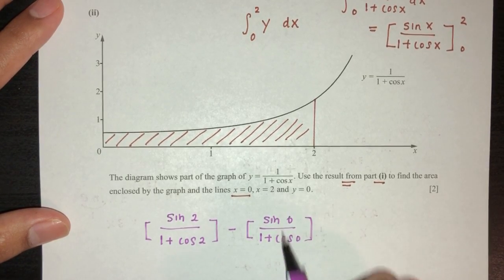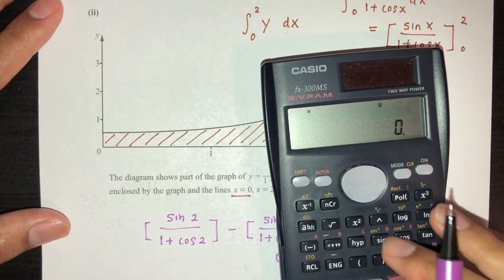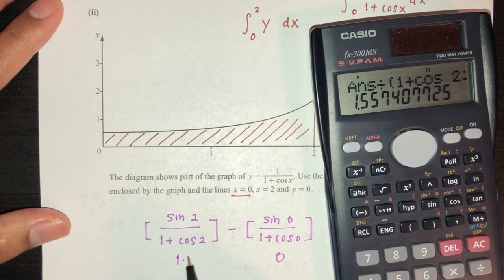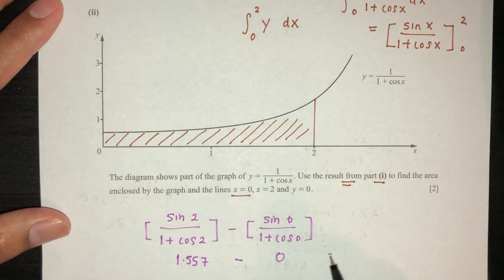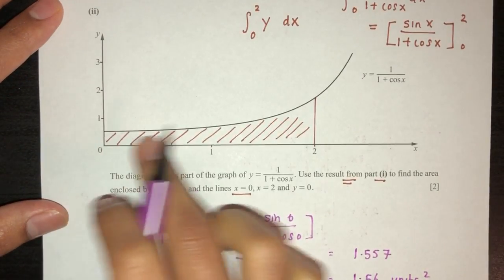So sine of 0 is 0. This whole thing will become 0. How about this one? So we have to use your mode in radians. So sine of 2 divided by 1 plus cos 2. That should be 1.557 minus 0. So your answer is 1.557. Or you can write correct to 3 SF. That should be 1.56 units square for your area of that region.